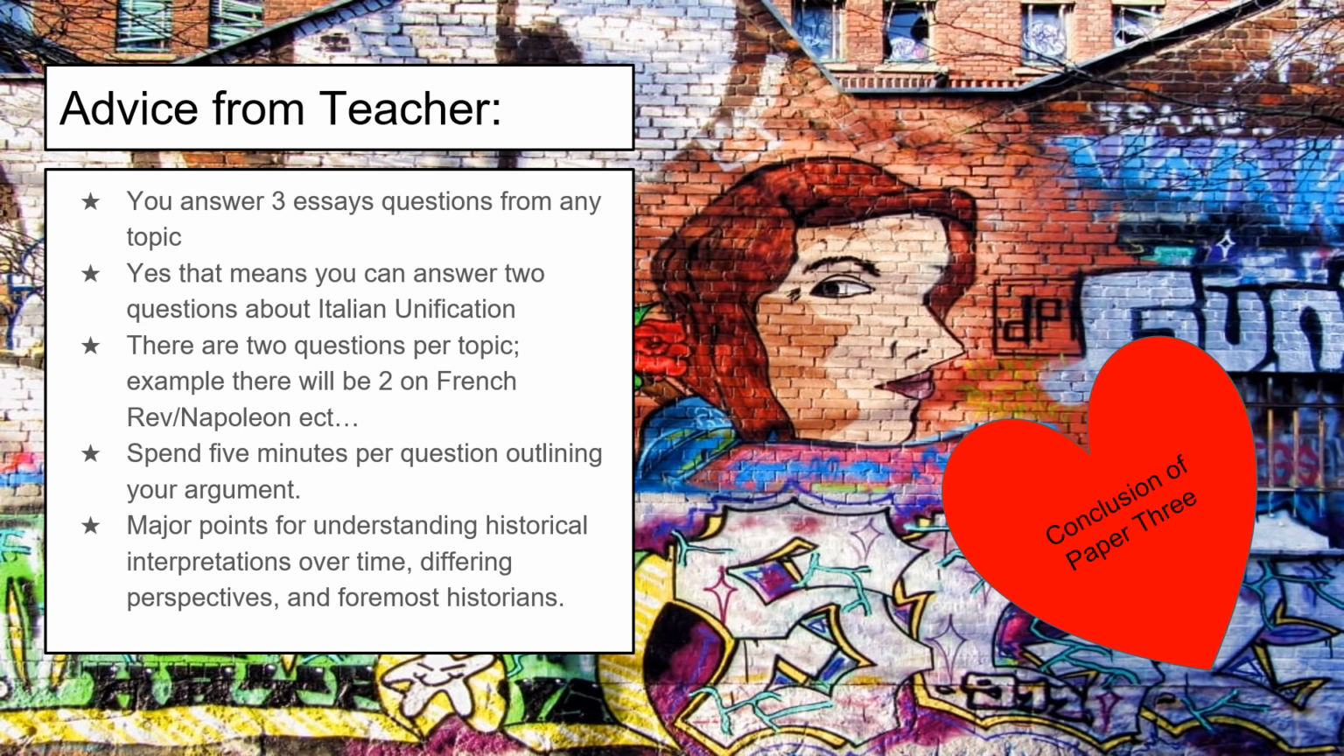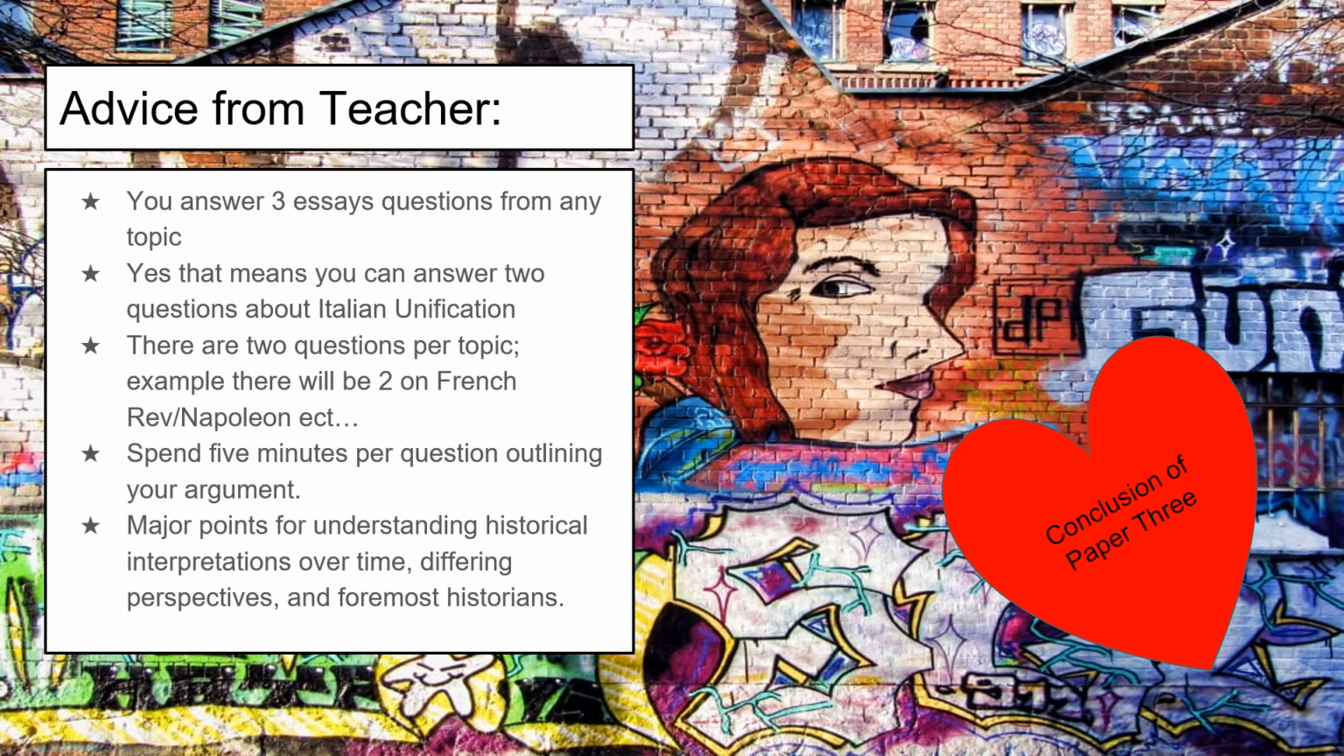So advice, okay. I mean, there's not a lot to say that I haven't already said. You're going to answer 3 essay questions from any topic. Yes, that means you can answer 2 questions about Italian unification. These are essays. You want them to follow that formula that I've been drilling into your head. I super, super, that's 3 supers, recommend that you spend 5 minutes per essay planning it: basically what your argument is, your evidence, whatever you need to do, your conclusion. And write a solid essay.